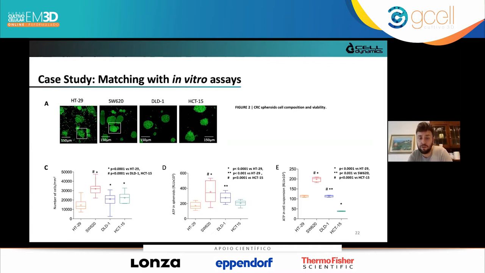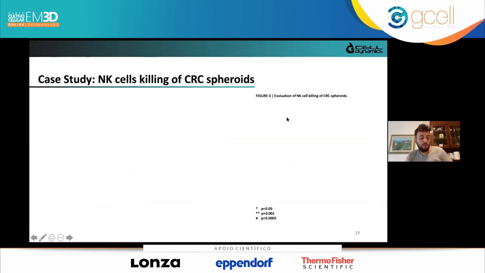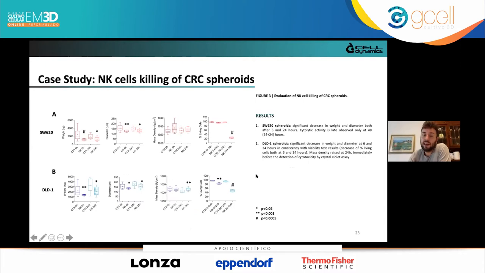Okay, so this is the next point. We evaluated the NK cells killing inside the CRC spheroid with our device. We have measured the effect of this killing in terms of weight, diameter, and mass density, and we have correlated these results with an in vitro viability assay, the fourth graph, where we measure the decrease in the fraction of living cells.